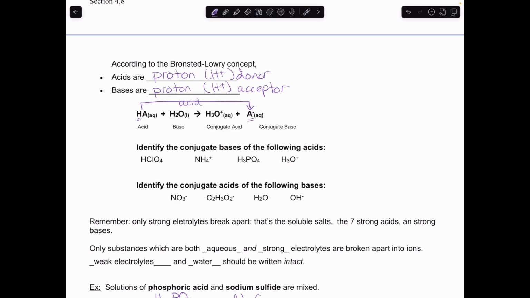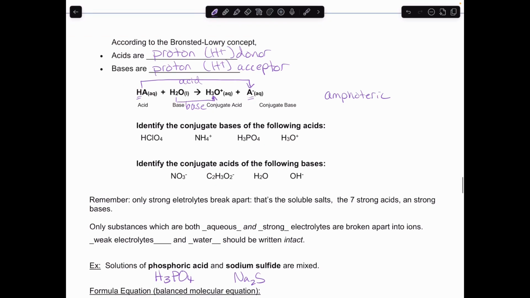Alternatively, I can see that water here started out with two hydrogens, and now on the other side of the reaction, it has three. So it is a base because it has behaved as a base. It has accepted a hydrogen ion. Now, I know you may be thinking water isn't a base, it's neutral. That is somewhat true, but actually water can behave as either an acid or a base. The term for that is amphoteric. And so we may come back to that later.